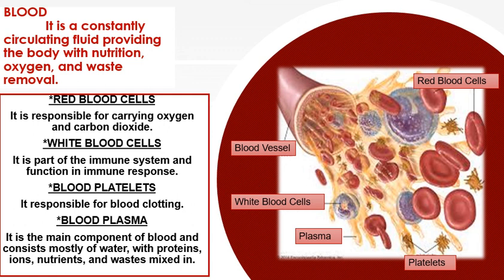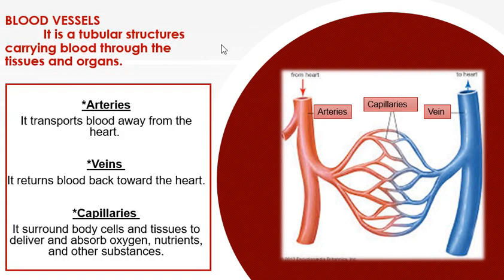Let's proceed with the third major component. So you have the blood vessels. So if naa tay dugo, ang dugo naa pod siya'y mga agianan. So mao na gitawag nato og blood vessels. So these are tubular structures. So kani sila carrying blood through the tissues and organs. Ibali sila ang agianan. So naa tay arteries, naa tay capillaries, ug naa tay veins.